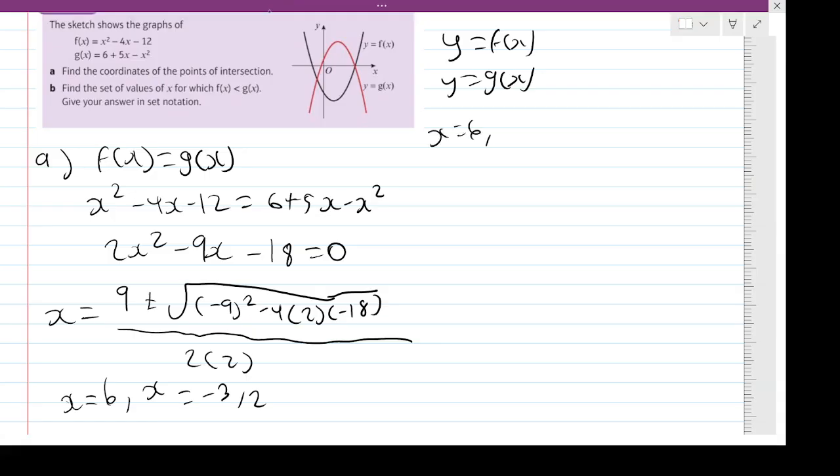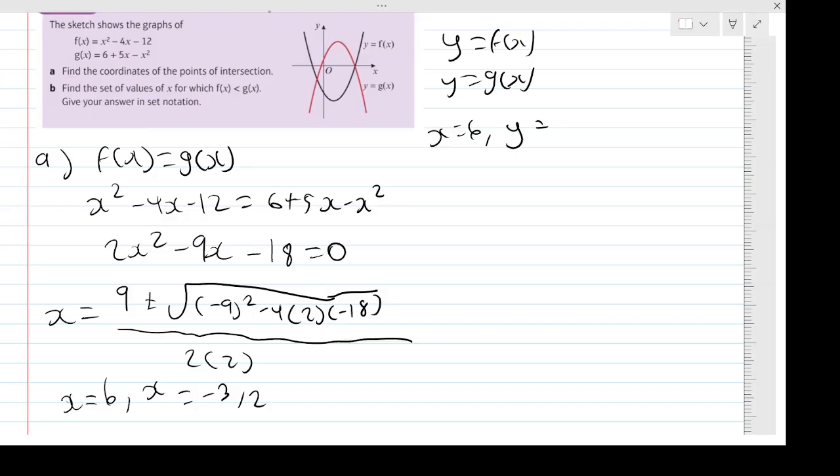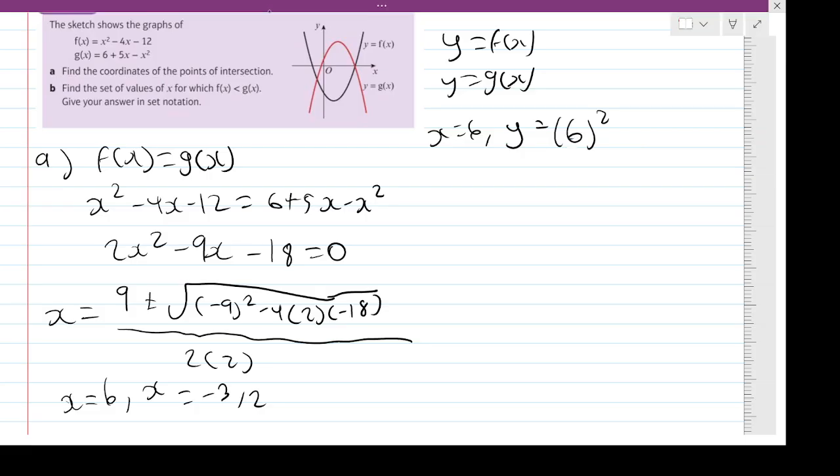So when x is 6, that means y at these points. I can substitute it into either equation, f of x or g of x. Let's sub it into f of x. So x squared is going to be 6 squared, minus 4x, minus 4 lots of 6, minus 12. Put that in the calculator. You're going to get 0.